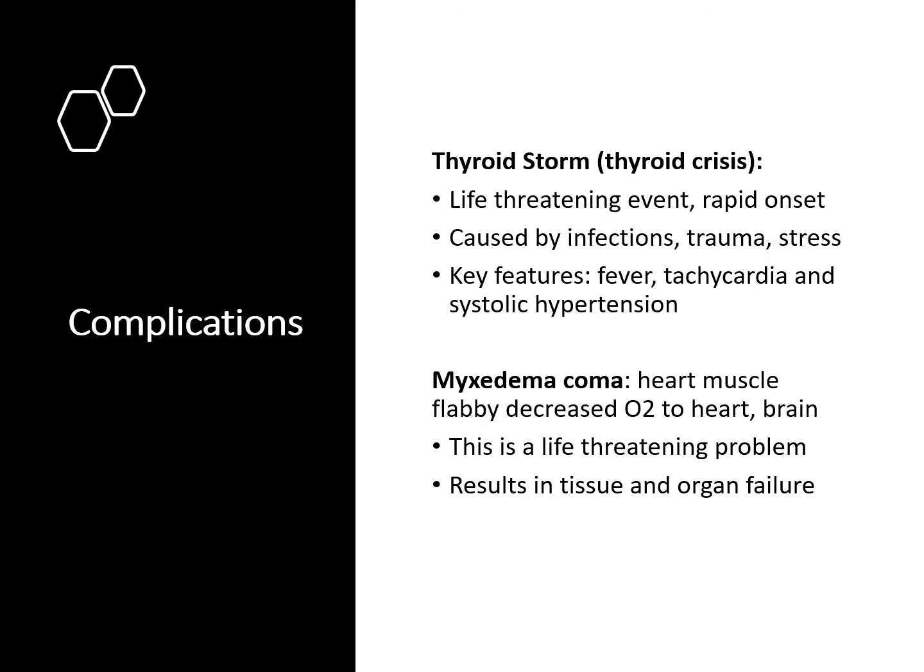Thyroid storm is when they go into a crisis. It's a life-threatening event with a rapid onset. It's caused by infections, trauma, or stress. The key feature is fever, and when I say fever, they get a temperature of 104, 105. It's super high. Tachycardia, it's like everything is on speed. Their heart rate is just going fast, fast, fast.